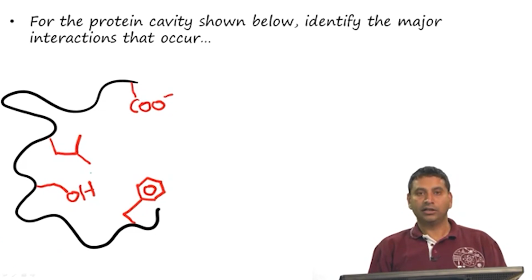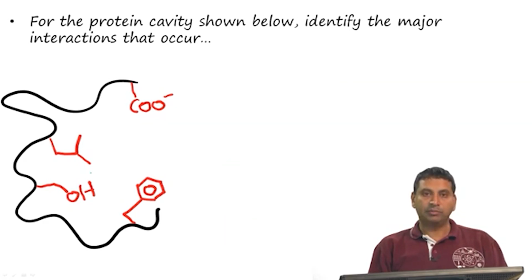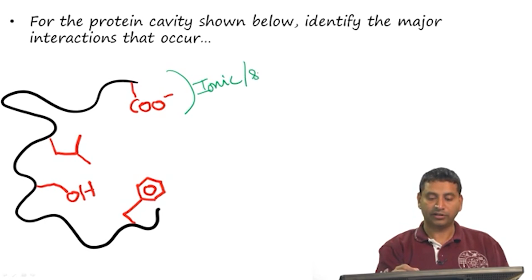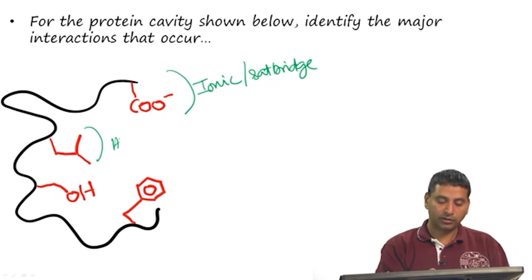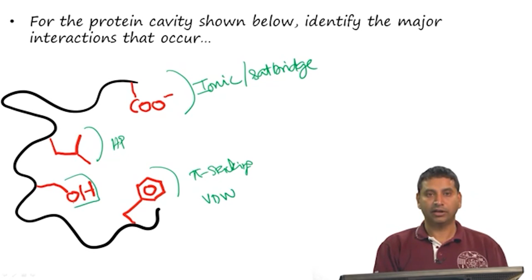So, now let us look at a situation where a protein has the following cavity in it. Identify the major interactions that occur. So, if you see here, the major interactions that might occur here are, here would be an ionic interaction or salt bridge interaction, right. Here would be a hydrophobic interaction, here would be a pi stacking, van der Waals, right. And here is a situation where you would have hydrogen bonding occurring through this hydroxyl group.